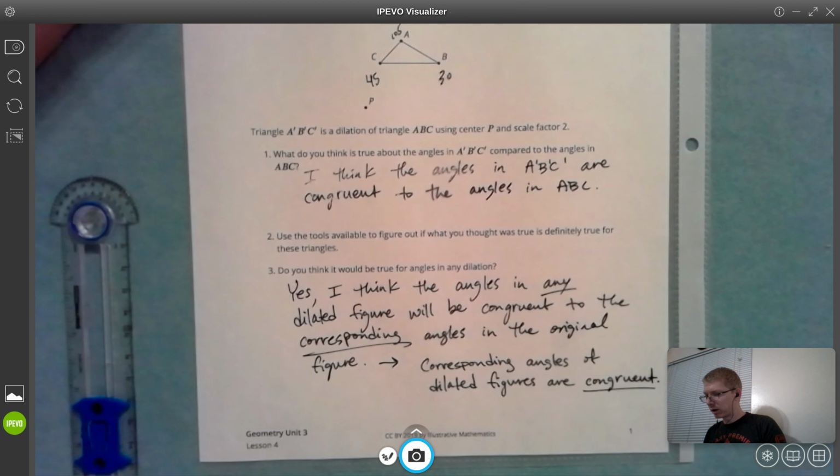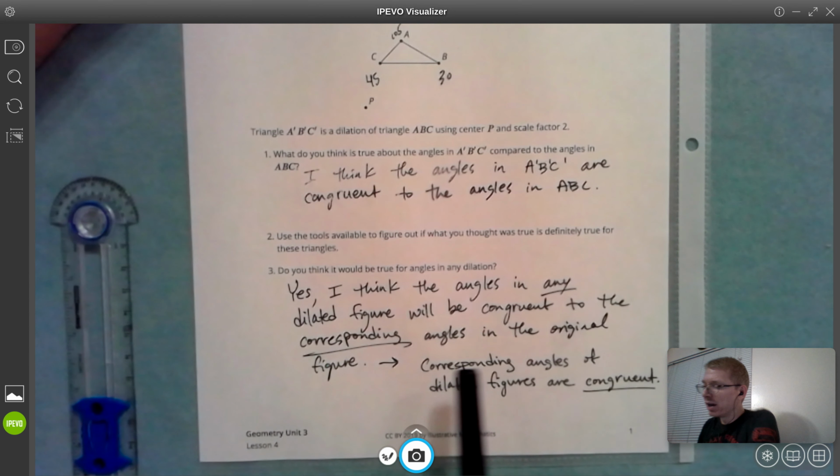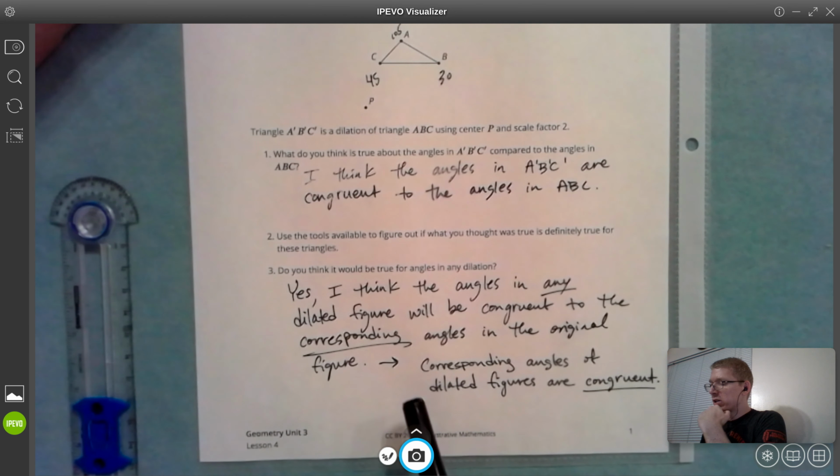All right, so a way that we could have answered this is: yes, I think the angles in any dilated figure will be congruent to the original. And it's not just any angles, it's the corresponding angles in the original figure. So this leads us to a statement that we could make: corresponding angles of dilated figures are congruent.